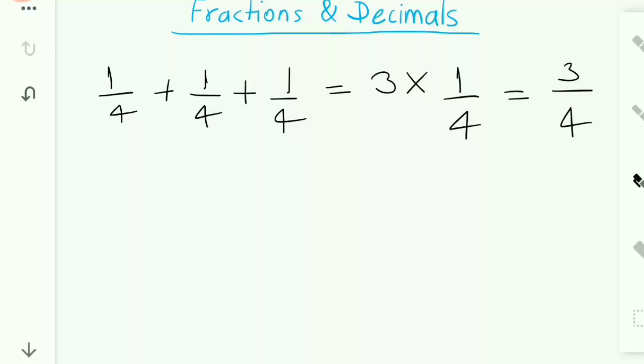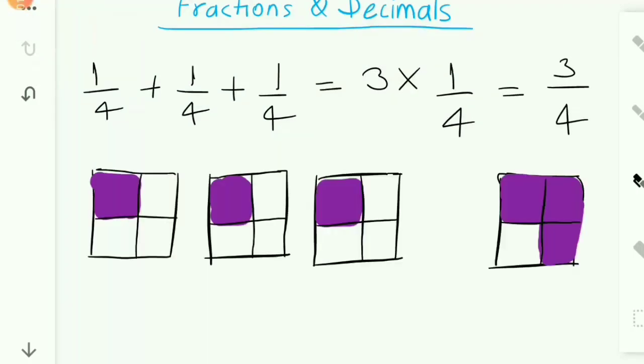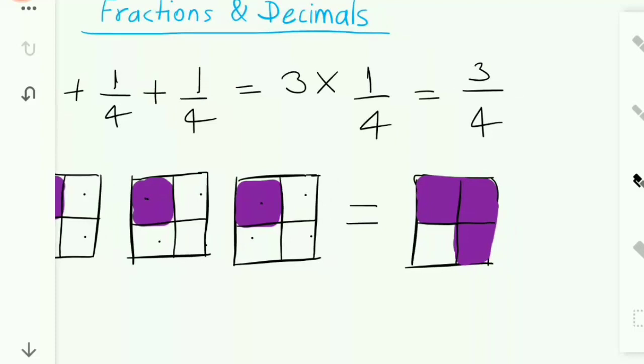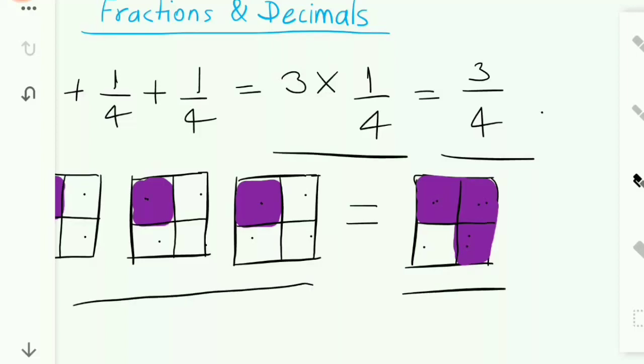Let's represent this diagrammatically. 1 by 4, this is one part out of 4 parts. Similarly, same size squares, one part out of 4 parts. One part out of 4 parts equal to 3 parts out of 4 parts. This is diagrammatical representation of this equation.